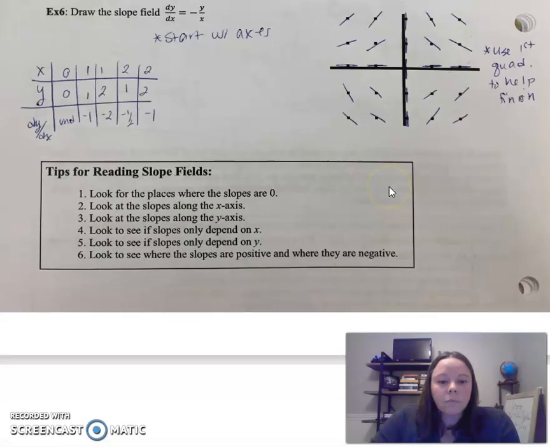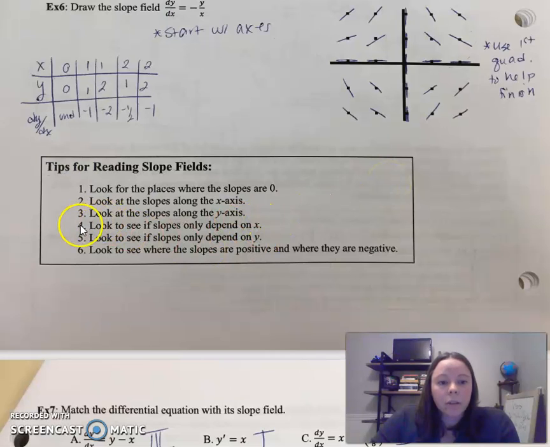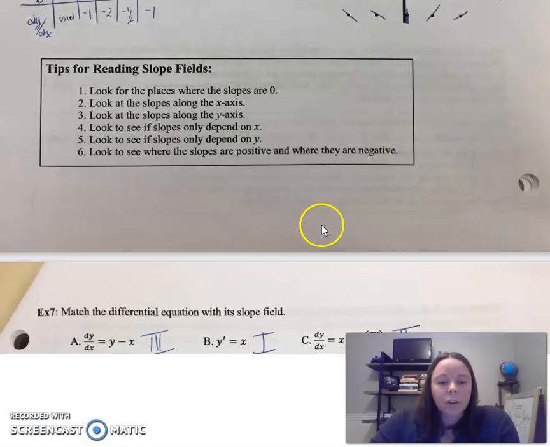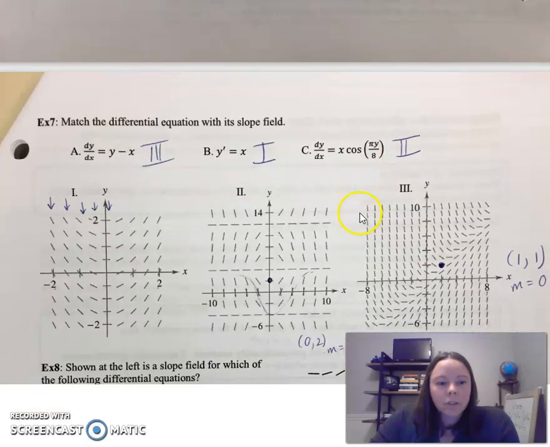So that's a good rule of thumb to always check. That's one of the first things I check, steps 4 and 5. And then look to see where the slopes are positive and negative. If you haven't figured it out by now, that's kind of your last ditch effort to figure out what's going on.